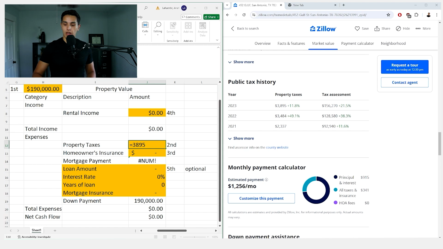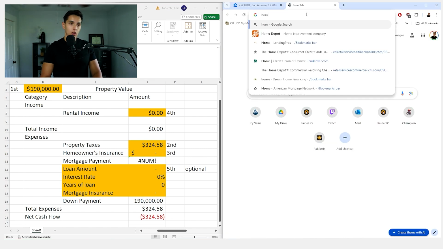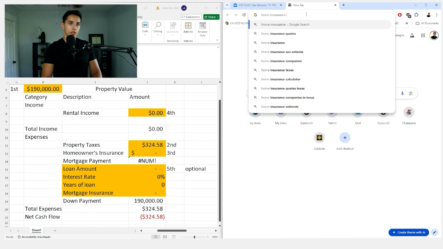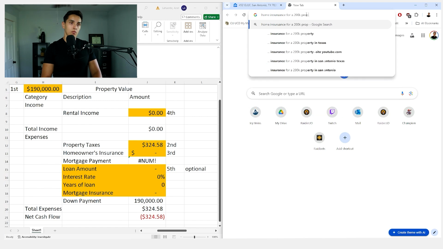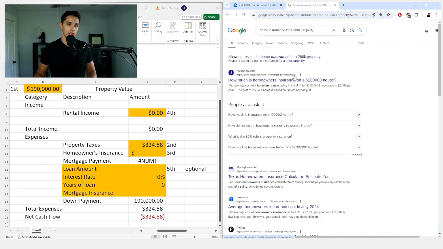So we're going to put 895 divided by 12, and that gives us $324. Okay. The next thing that we need to go ahead and do is estimate the homeowner's insurance for a third step. So what I'm going to go ahead and do is literally put home insurance for a 200K property. I'm telling you, it is literally that easy.